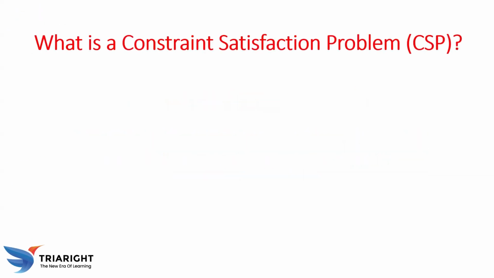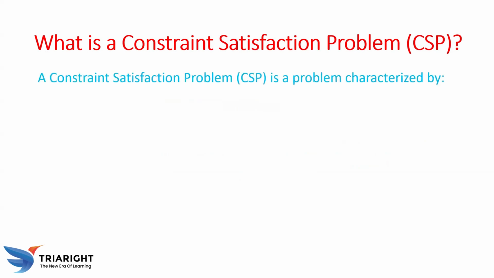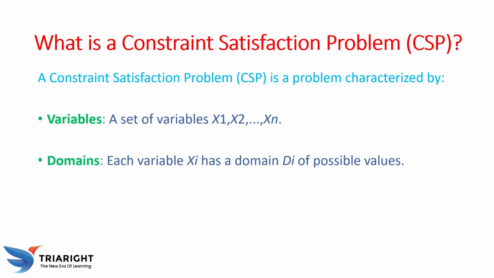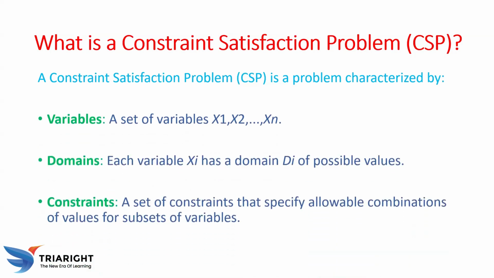So what is constraint satisfaction, right? We also know, in the previous lecture, we discussed constraint satisfaction. A CSP is a problem characterized by three things, right? The variables, domains, and constraints. So first, a set of variables: a set of elements that need to be assigned values, typically denoted as x1, x2, up to xn. In a Sudoku puzzle, each empty cell on the grid will be a variable. We took that example previously.